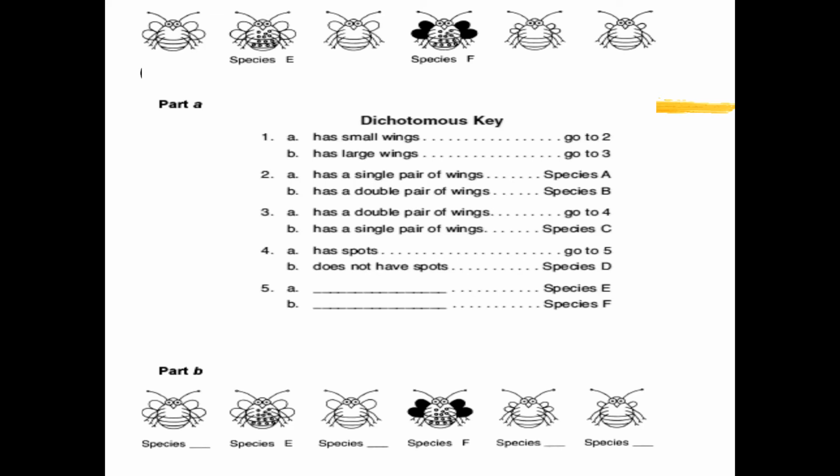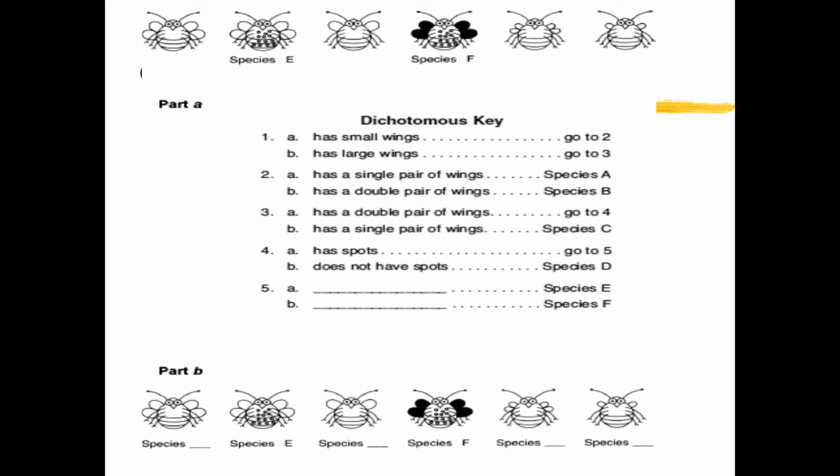Okay, now we've got insects. And this is basically like what we did earlier. So if you pick this bottom left-hand insect under part B, we're going to start out with one, and we're going to see, does it have small wings or large wings? I would think that it had large wings compared to looking at the other bugs on the lineup. So I would go to 3.